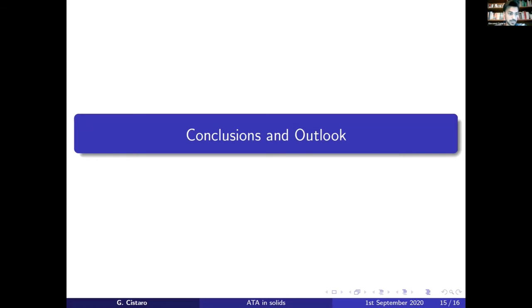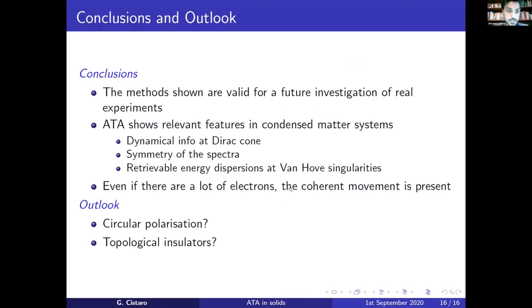Okay, so I want to give you some conclusions. The method that we developed seems to be valid for future investigation of real experiments, and so to exploit material both in 3D and 2D. The ATA shows important features, and in particular, we expect that we can retrieve the energy dispersion corresponding to the Van Hove singularity by the symmetry of the spectra. And then we can say something about the dynamics where we have injection of electrons, in particular here at the Dirac cone.